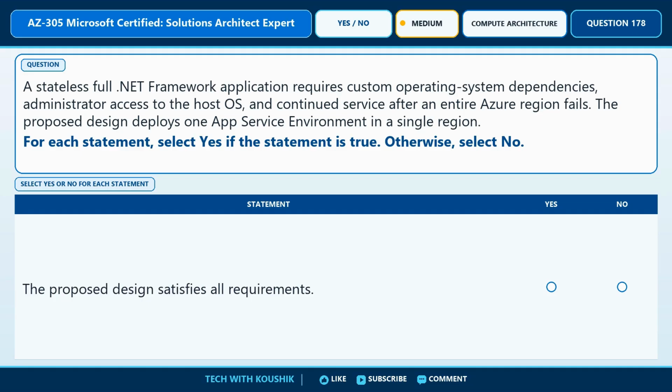The proposed design deploys one app service environment in a single region. For each statement, select yes if the statement is true. Otherwise, select no. Review Statement 1. The proposed design satisfies all requirements.